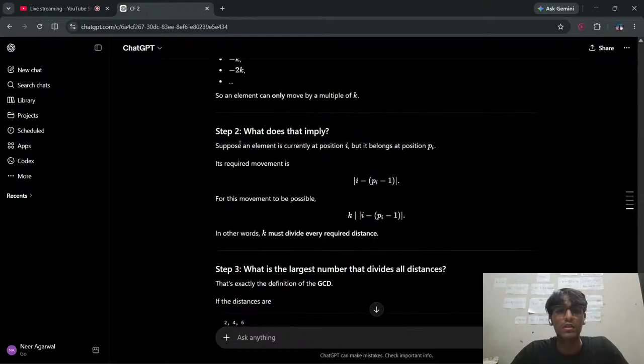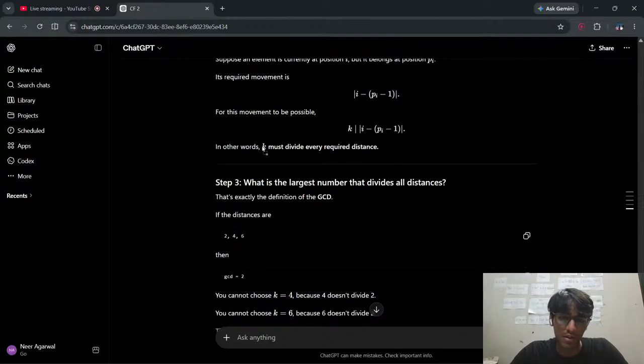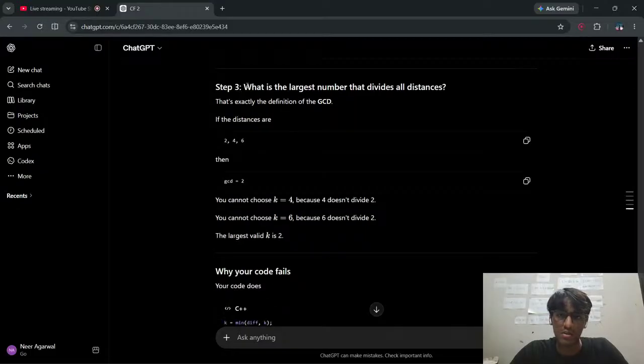What does this imply? Suppose an element is correctly at position i, but it belongs at position pi. Its required movement is i minus pi minus 1. For this movement to be possible, k should be able to divide every required distance. What does the pipe symbol even mean? You will see that k must divide every required distance. What is the largest number that divides all distances? That exactly is the definition of GCD.